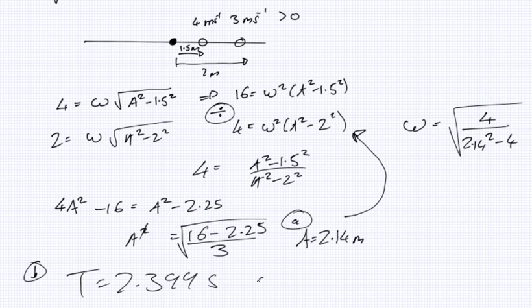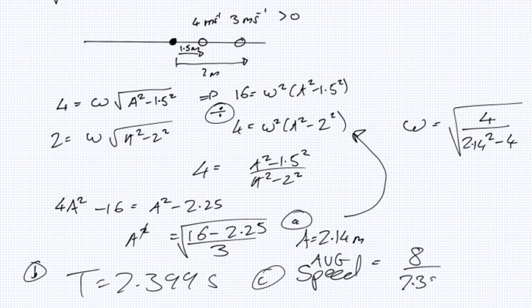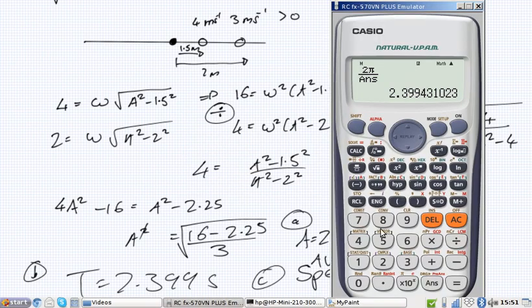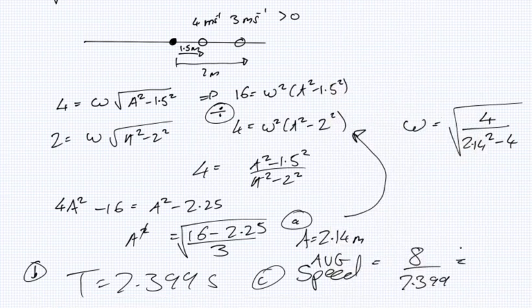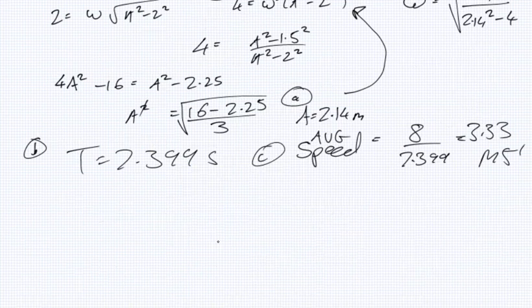What's the average speed? So the average speed is the total distance, which will be 8 meters, because it goes 2, 4, 6, 8 for one cycle, over the time which we've just worked out. So it'll be 8 divided by the last answer there. So that's 3.33 meters per second. Like that then. The maximum velocity, we saw a question like that earlier, it will just be a omega.